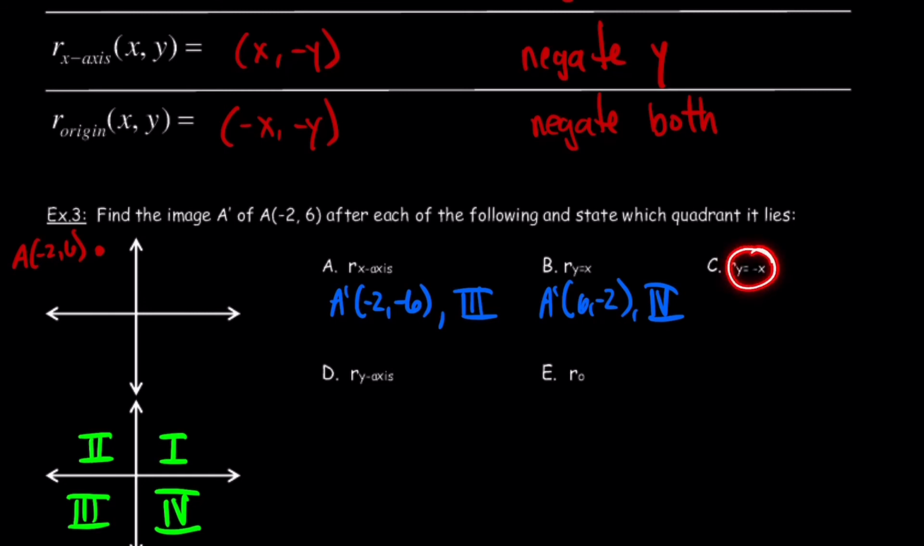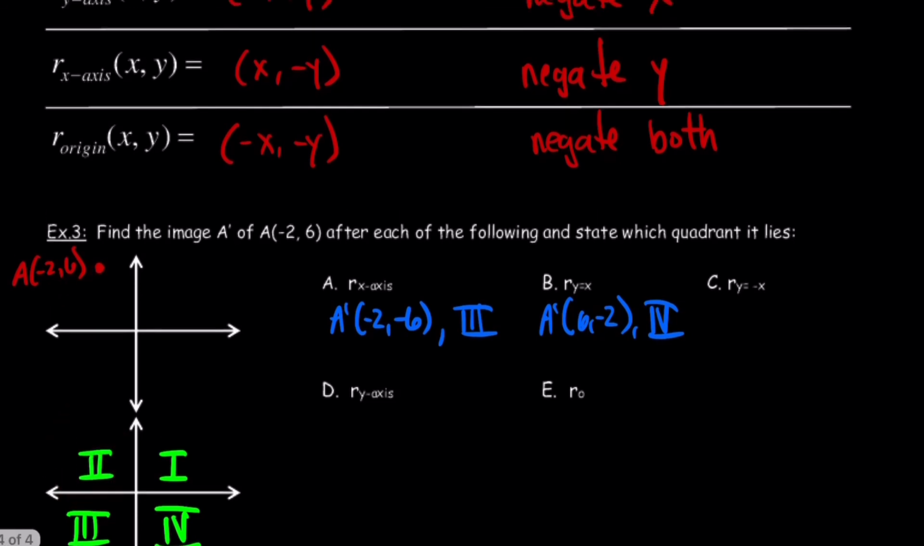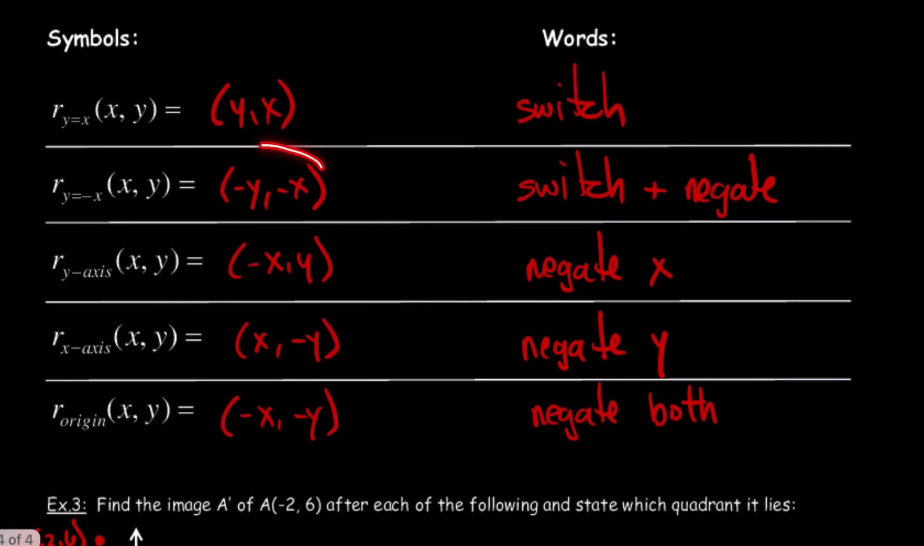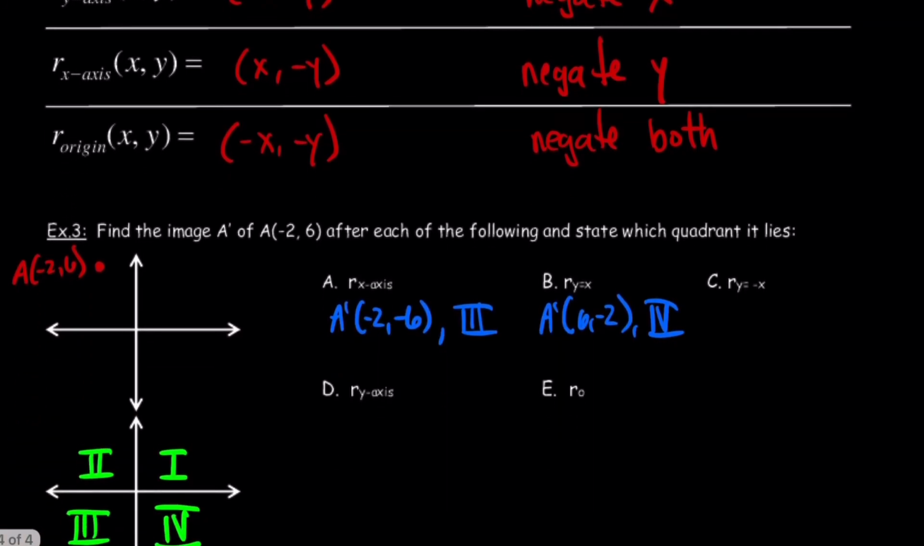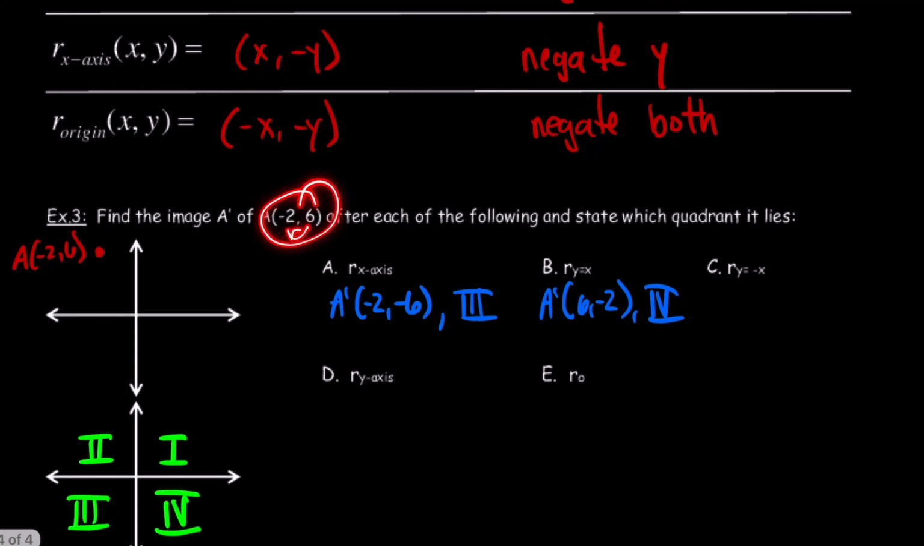Reflecting in the line y = -x. Well, y = -x is this line. So I reflect it over that line. It stays right here. It's going to stay in quadrant 2. This is probably the most challenging one, I think. Y = -x. What we have to do is switch and negate the coordinates. So I take my original coordinates here. I have to switch the order and negate them both. All right, so that's going to give me (-6, 2). And we said that's in quadrant 2. That one's a little bit challenging.